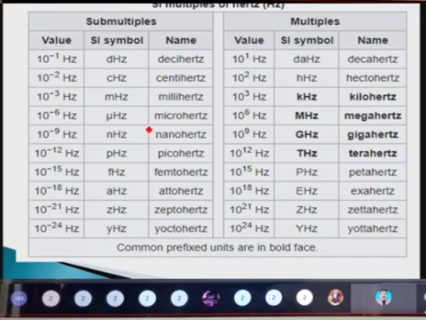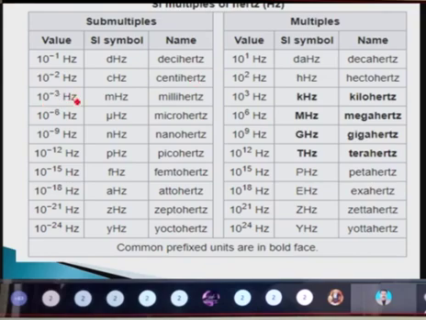So SI multiples of hertz, that is Hz, and submultiples. What is the value for this? What is the SI symbol and what is the name? See here: value, SI symbol, name. 10 power minus 1 hertz, the SI symbol is dHz, and the name is decihertz. 10 power minus 2 hertz, the SI symbol here is cHz, the name is centihertz.